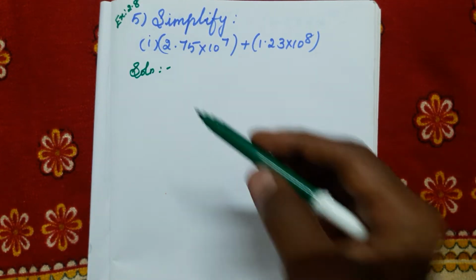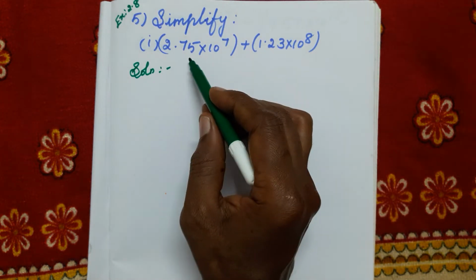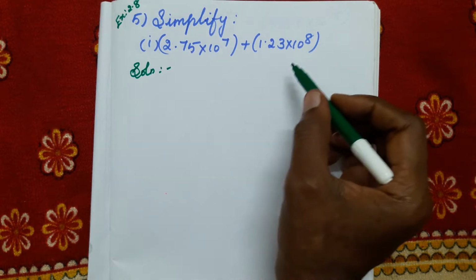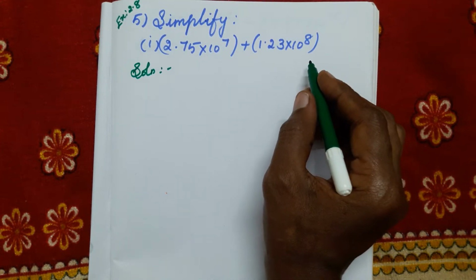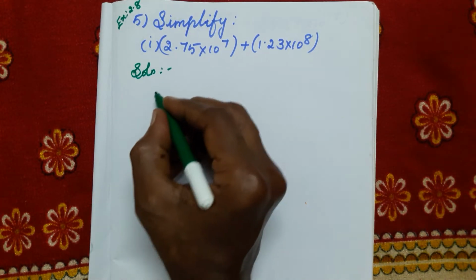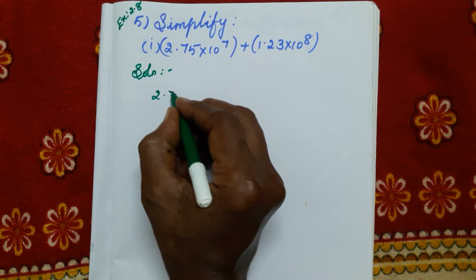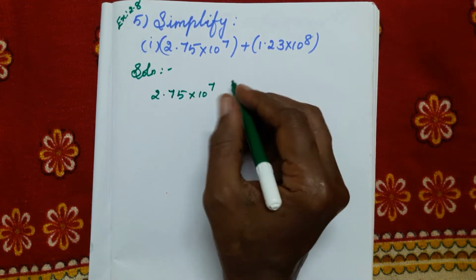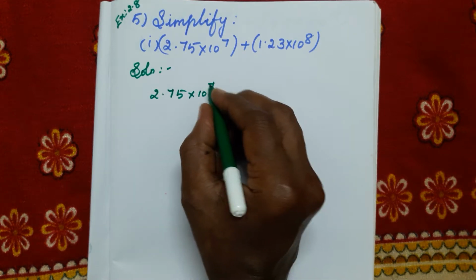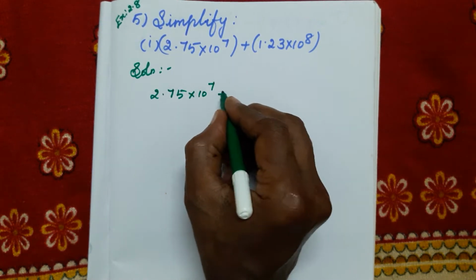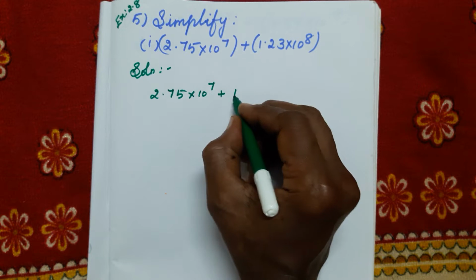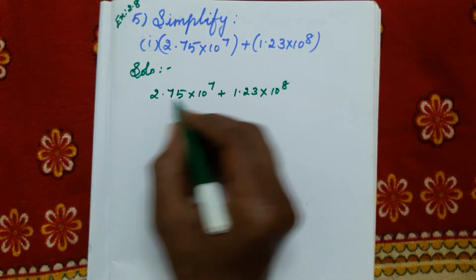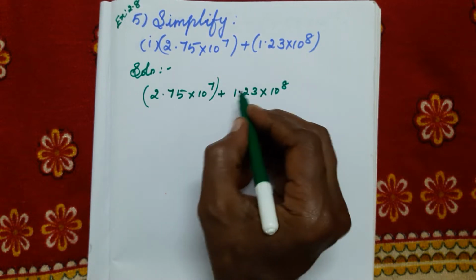The first question: 2.57 into 10 power 7 plus 1.23 into 10 power 8. We have to simplify this first. 2.75 into 10 power 7, already it is in scientific notation. Now 1.23 into 10 power 8, both are also in scientific notation.